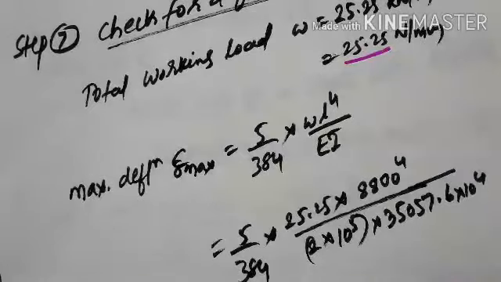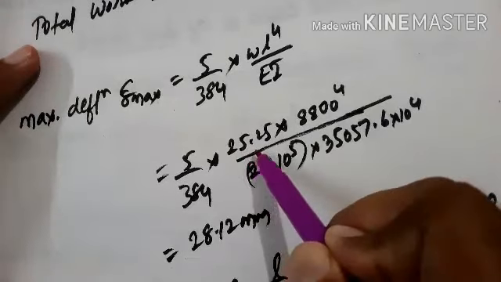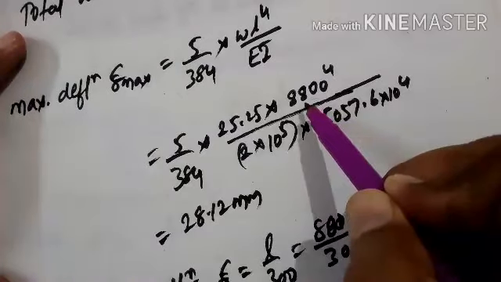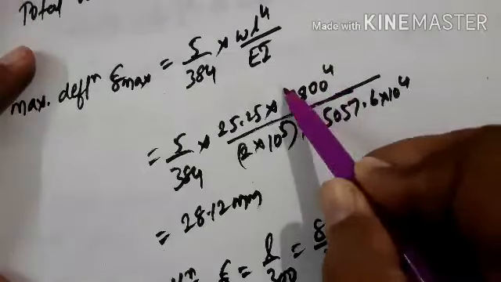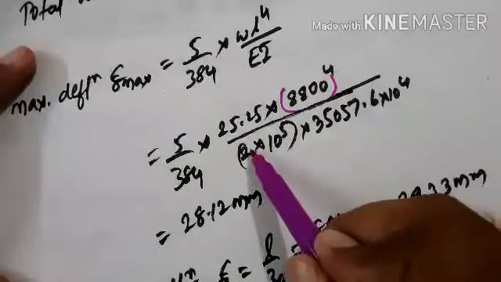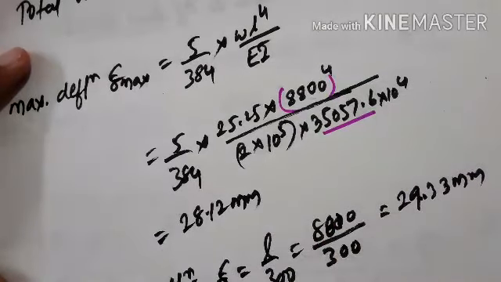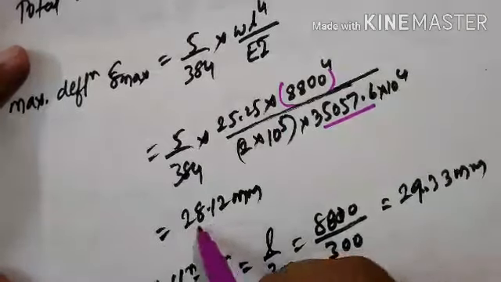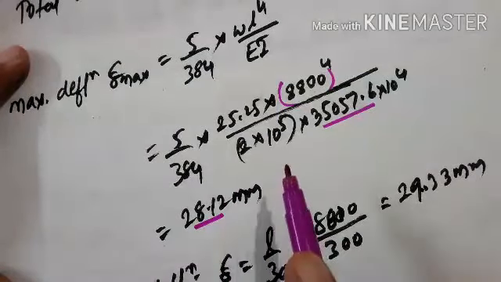Then calculate maximum deflection, that is 5 by 384 into WL raised to 4 by EI. Substitute all the values here, that is W 25.25, and the effective span, 8.8 meter, converted to millimeter, that is 8800 raised to 4. Then E, that is 2 into 10 raised to 5. Then the moment of inertia of the I section, that is Izz. Then we get the maximum deflection for the chosen section as 28.12 millimeter for the actual load acting.